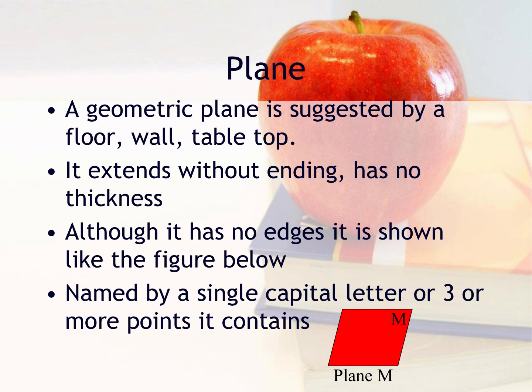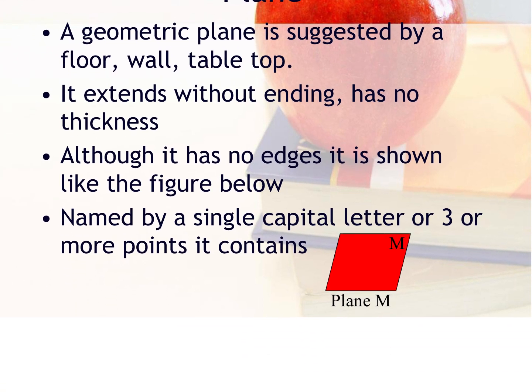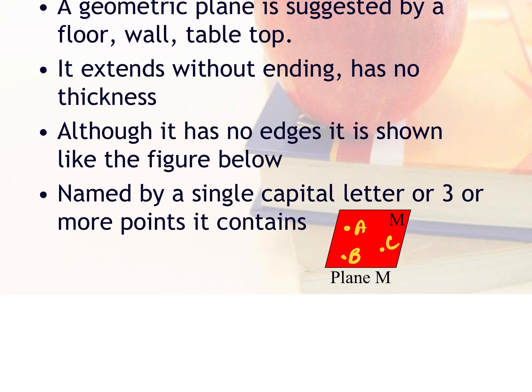You can either name it with a single capital letter, as long as that capital letter doesn't have a dot next to it, or 3 or more points that are in the plane. So for example, notice the capital M there doesn't have a point next to it, but let's say I add in the letters A, B, and C. In addition to naming this plane M, I could also name it plane ABC. So you're either going to name it with a single letter that's not a point, or with 3 non-collinear points.